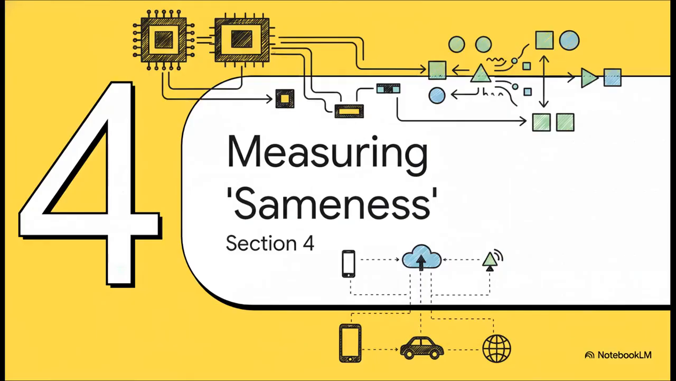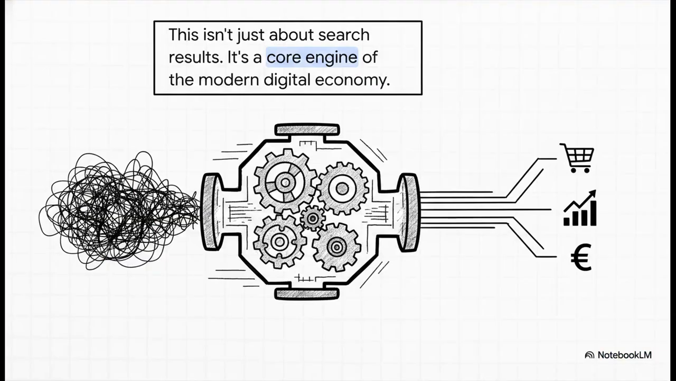Okay, so computers can be taught to measure this idea of sameness. That's cool. But why is this such a huge deal? Why is this one concept the key that unlocks so much of the technology we rely on every day? Because being able to untangle all this messy, real-world data isn't just a neat trick for making your Google searches look pretty. It is, and I mean this literally, one of the core engines of our entire digital economy.